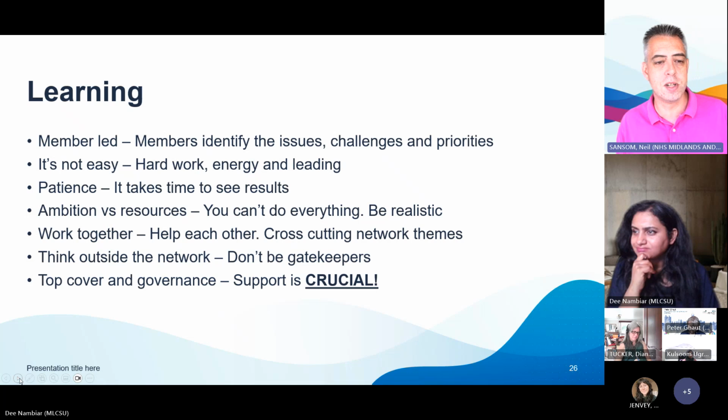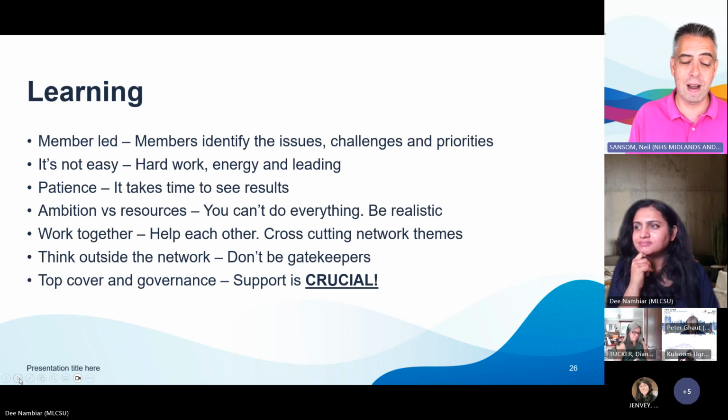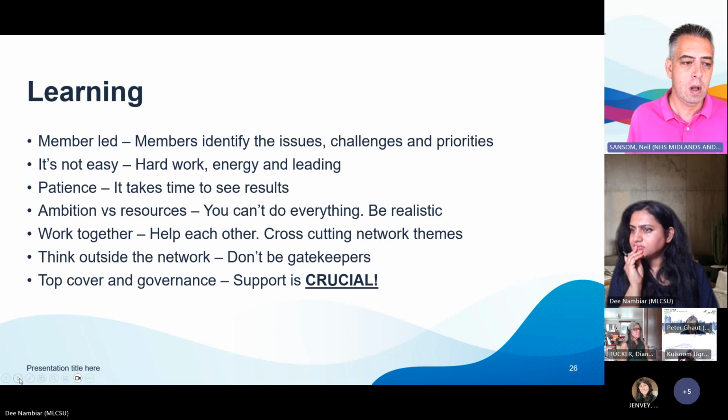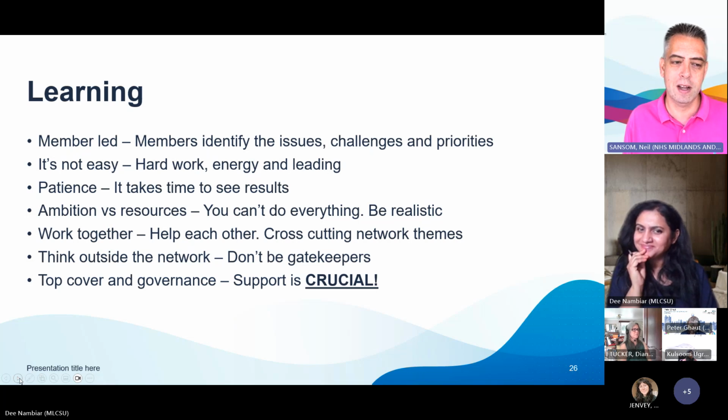You do have to balance the energy. Everyone has day jobs, as we know in the NHS, with a lot of demand on services and time. So the more people you can get involved to support you in the network, the better; that is absolutely crucial. Patience: it's not going to happen overnight. When I came into this, I had lots of ambition and thought, yeah, we can do this, we can do that. And it doesn't happen like that. It takes time to build traction and momentum.